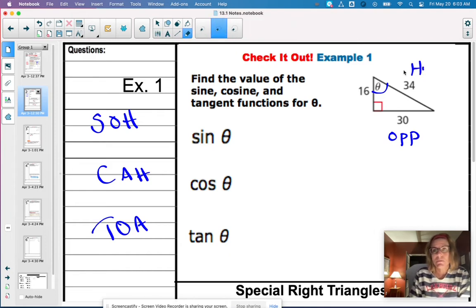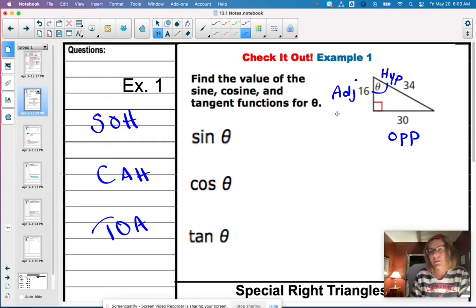It's not letting me write over here. Let's try that again. Okay. This side is the hypotenuse. And this side is the adjacent side, the side that's touching the theta angle. Now, once you do that, everything else is quite easy.